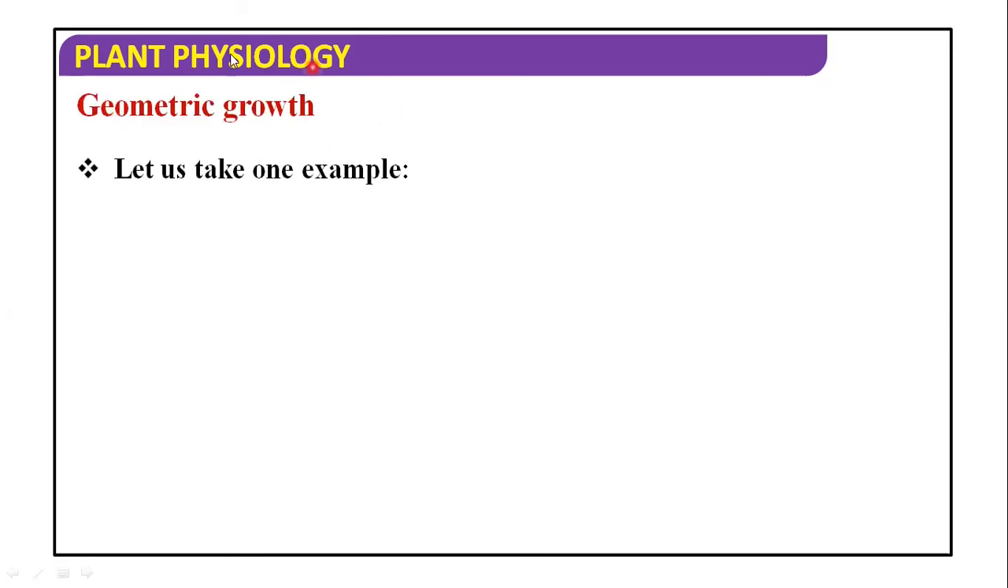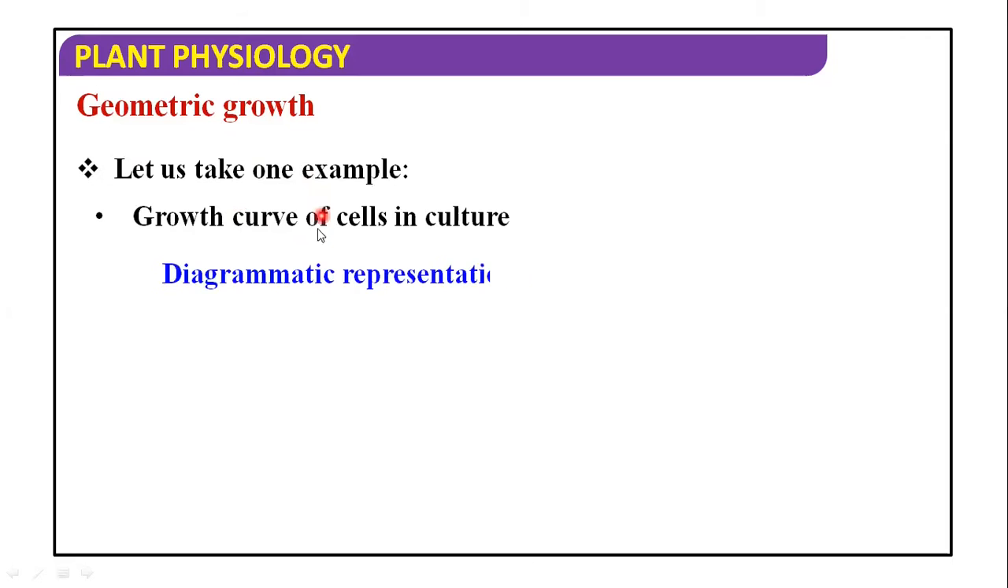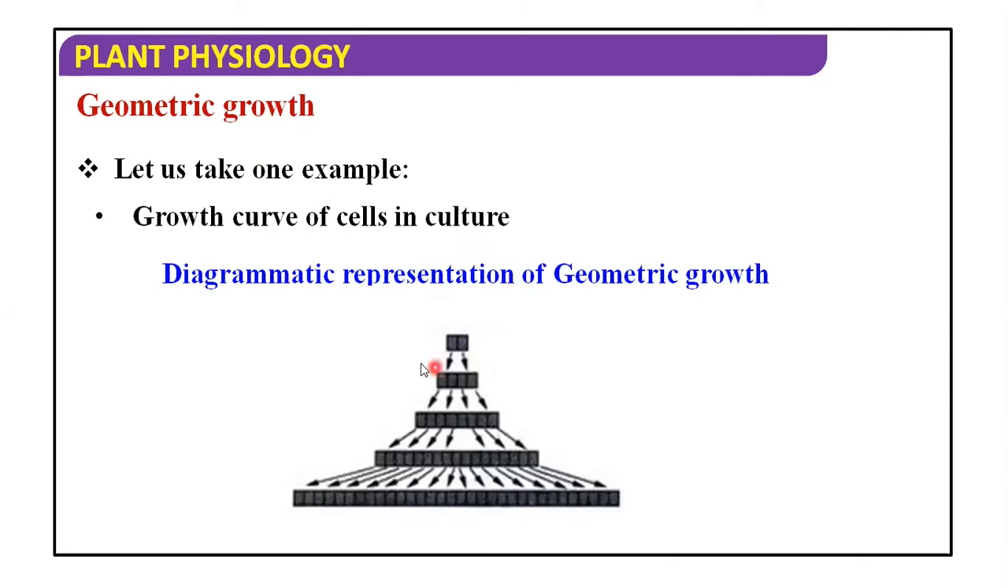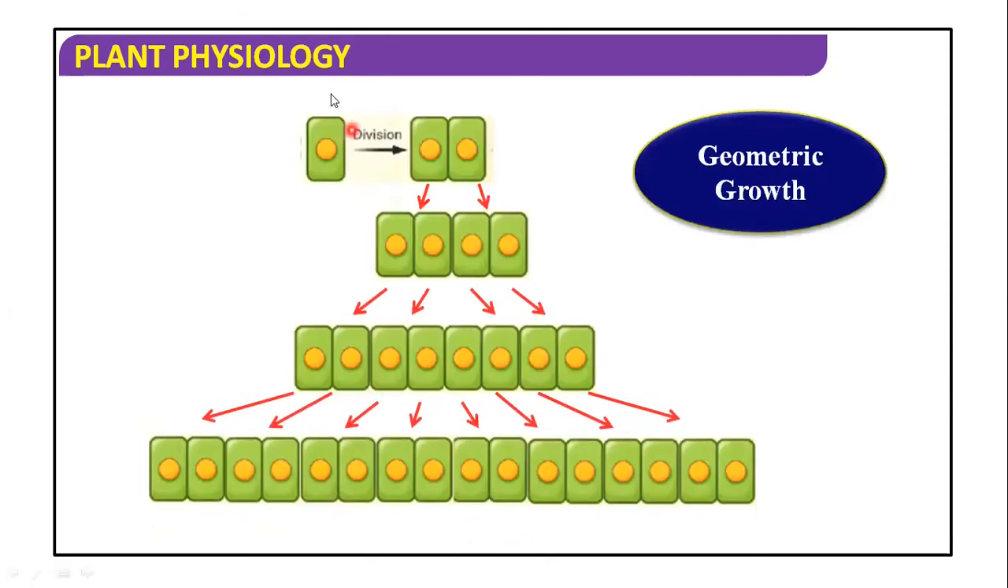See, what is meant by geometric growth? Take one example, the growth curve of cells in culture. See the diagrammatic explanation of how cell division occurs in the culture by mitotic cell division. Here one cell divides into two daughter cells, then again into 4, then 8, 16 and 32. See the diagrammatic representation of geometric growth.